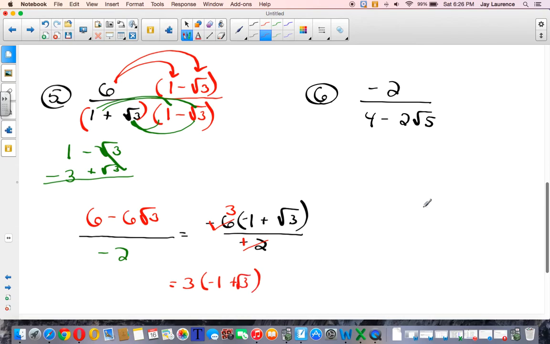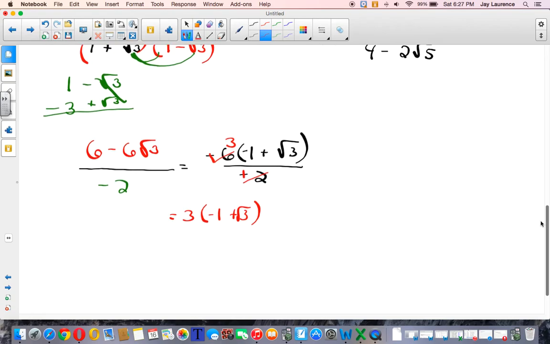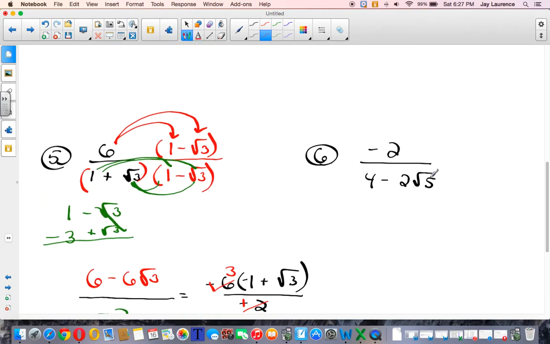And then to distribute, I'm going to distribute to make it even a little bit simpler. So I'm going to get negative 3 plus 3 rad 3. Wow, that's a lot of 3's going on there, but that's just a coincidence. I didn't know that was going to happen. It's a lot of work, but there's nothing hard. You just have to persevere and stick with it.